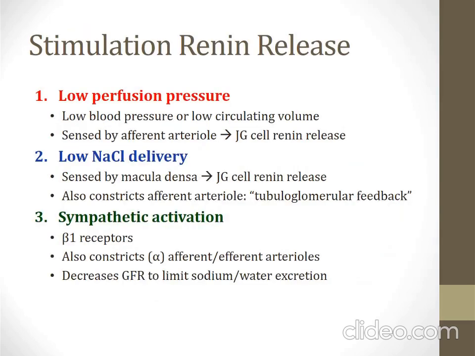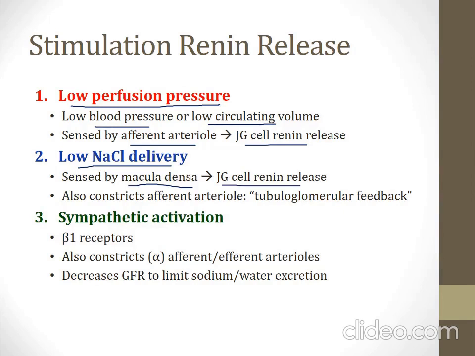There are three stimuli for renin release from the kidneys. They're all shown on this slide. The first one is low perfusion pressure. If there's low blood pressure or low circulating volume, this is sensed by the afferent arterioles, which can trigger the JG cells to release renin. The second stimulus for renin release is low sodium chloride delivery. Anytime there is a fall in perfusion to the kidneys, less sodium chloride is delivered to the macula densa. The macula densa senses this, and it can trigger the JG cells to release renin.